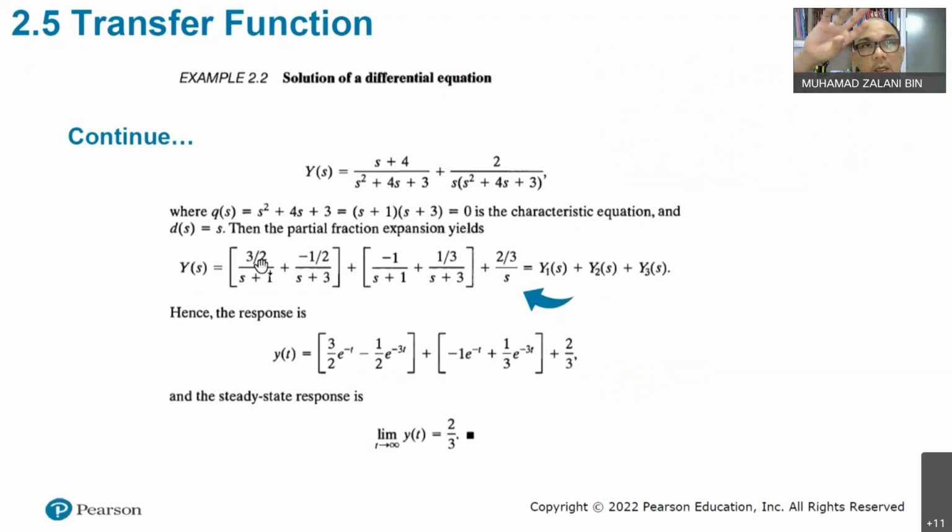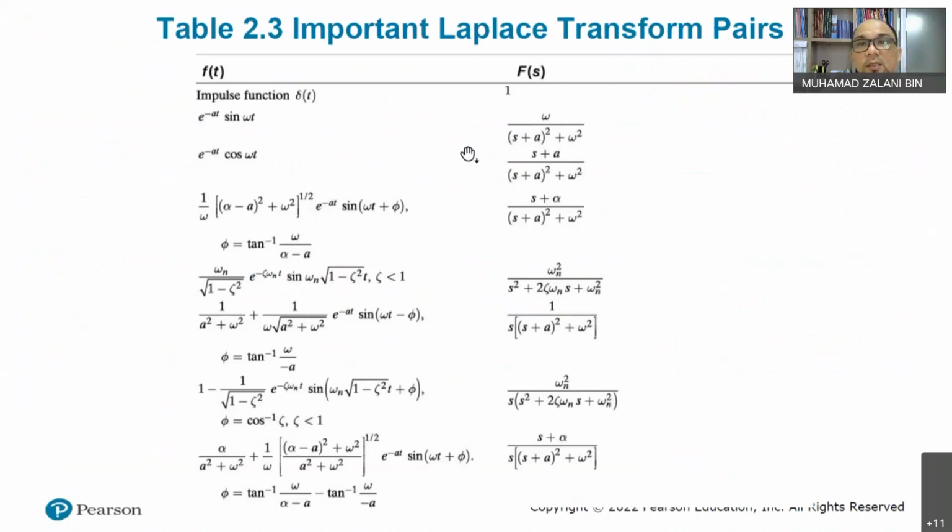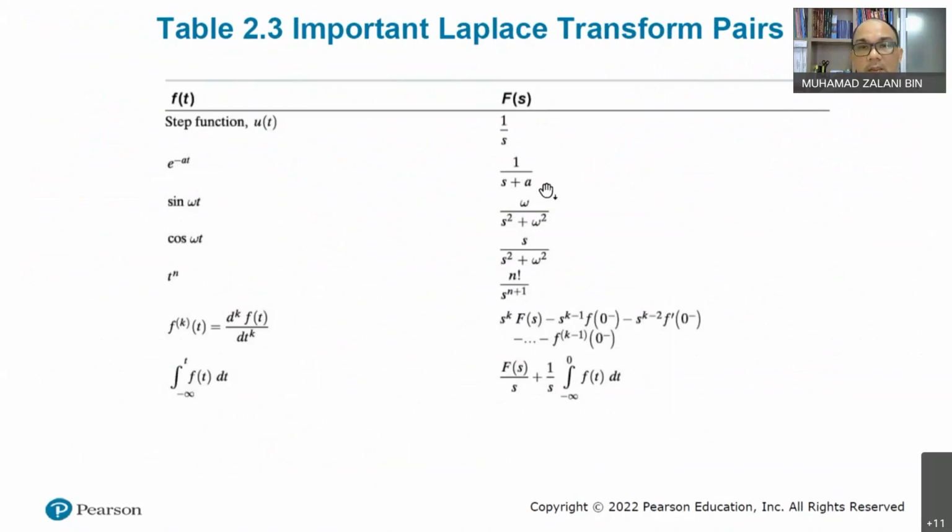into a number divided by s plus something, so that we can easily transform it back using this table. Okay, in the form of this, which is the exponential function, 1 over s plus a constant. All right.